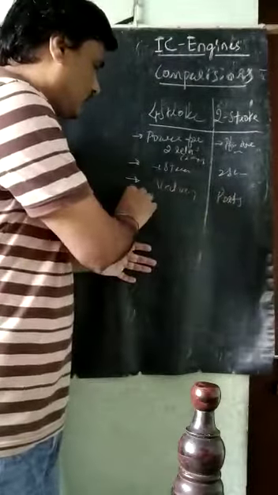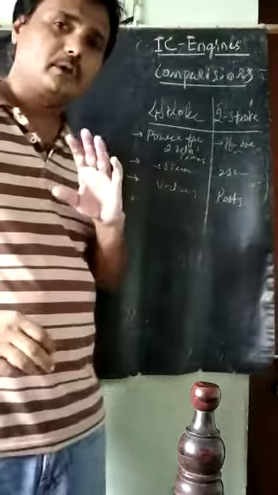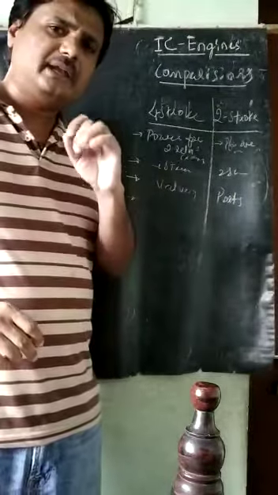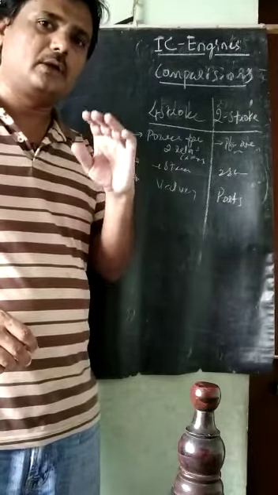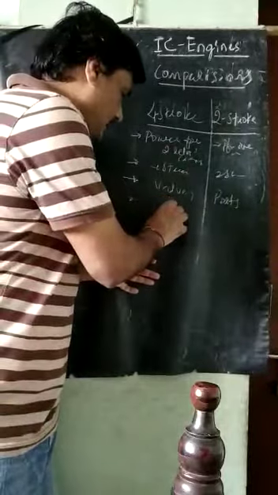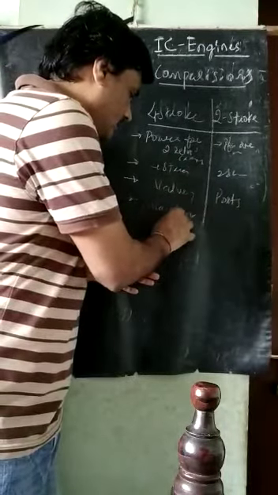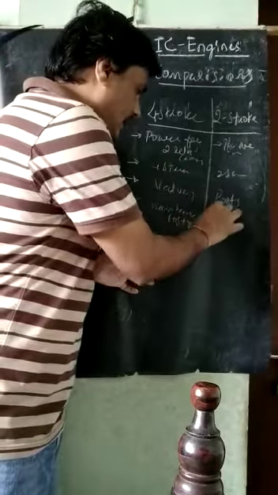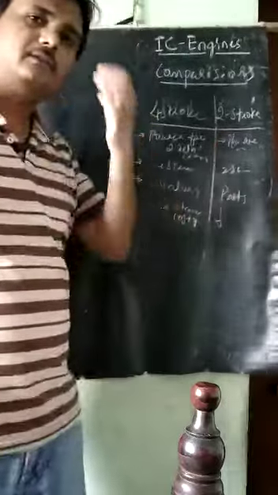And the next one is the valves. Because valves are present in the four-stroke engine, the opening and closing of the valves makes the maintenance cost very high there. Maintenance cost is very high in that case, and maintenance cost is less in this case.